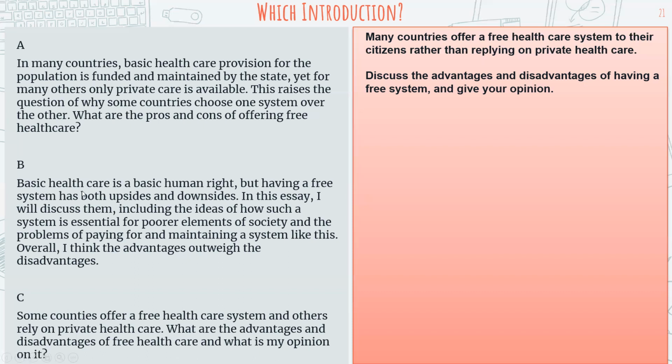2, basic healthcare is a basic human right, but having a free system has both upsides and downsides. So I didn't use here advantages and disadvantages. I used alternatives, synonyms. Okay. In this essay, I will discuss them, including the ideas of how such a system is essential for poorer elements of society and the problems of paying for and maintaining a system like this. Overall, I think the advantages outweigh the disadvantages. I give my opinion. Okay.